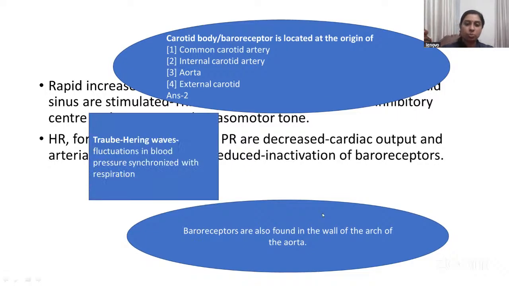So, what are Traube-Hering waves? Traube-Hering waves are fluctuations in the blood pressure which are synchronized with the respiration. Along the waves of respiration, the blood pressure variation occurs. That's what we call Traube-Hering waves.